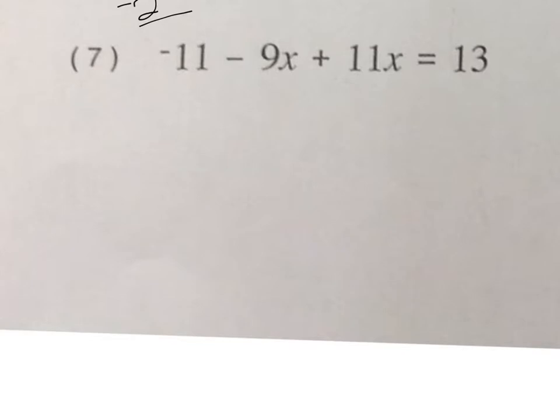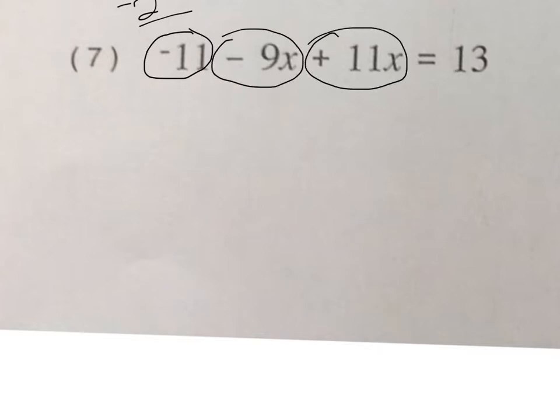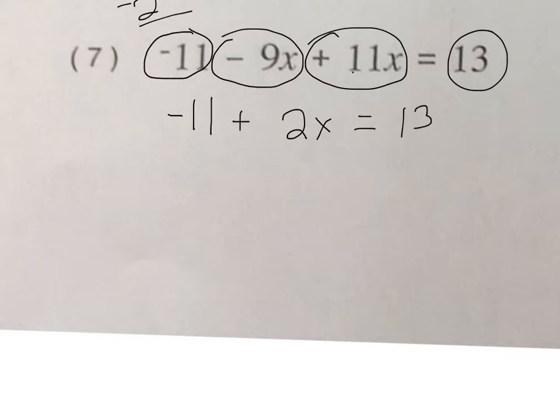All right, let's look at 7. I have negative 11, negative 9x, plus 11x, and 13. I'm going to put my x's together. I have a negative 9x and an 11x. So if I put those together, I'm going to end up with 2x minus 11, and if it's 2x, it's a positive, equals 13. Now I'm going to get rid of this 11, and I better plus 11 because it's negative. I do the opposite. Plus 11 on this other side. Negative 11 plus 11 is 0. So I just have my 2x here equals 13 plus 11 is 24.